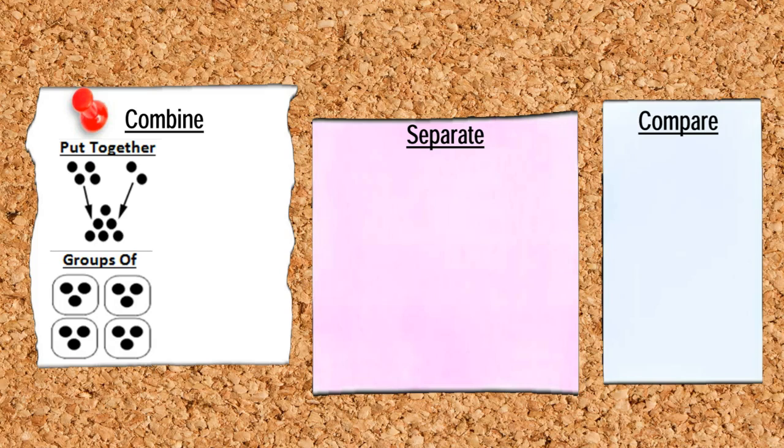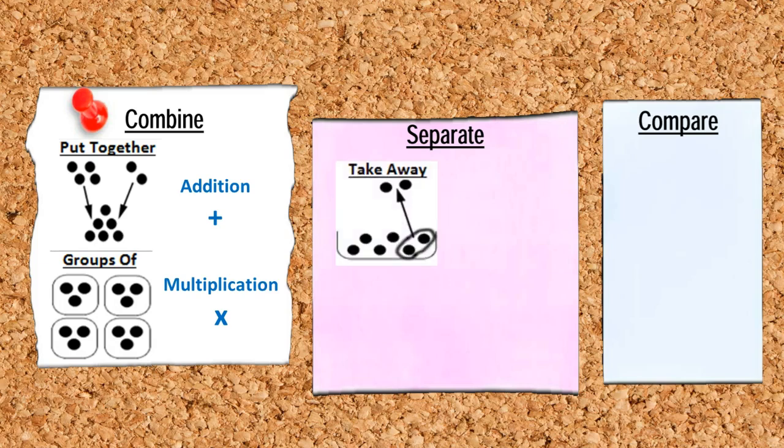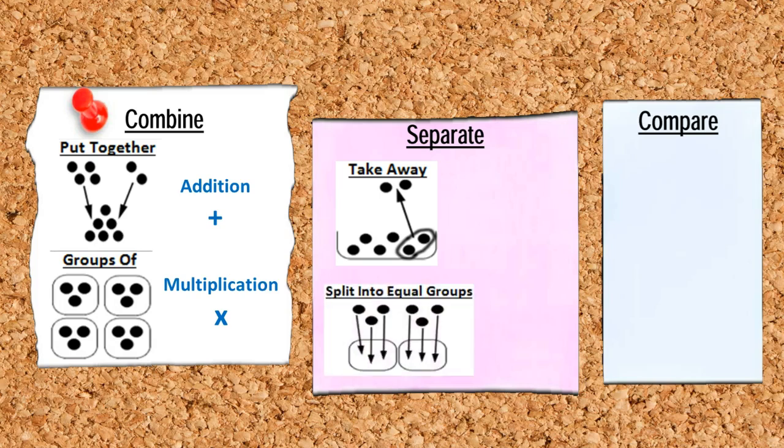When we put together values, one size chunk and another size chunk together, we're dealing with addition. When we're dealing with individual equal-sized groups, that's multiplication. We can think of separating values similarly. We can either take away, which would be removing one unequal-sized value, or we can split into equal groups, which would be utilizing equal groups more than one time.